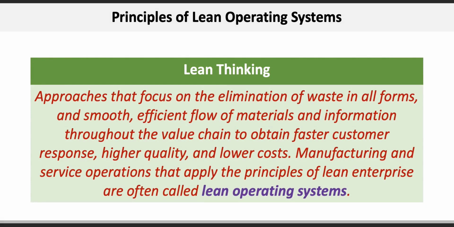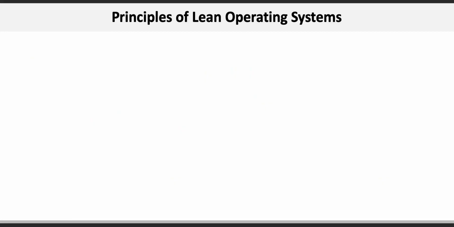Lean thinking refers to approaches that focus on the elimination of waste in all forms and smooth, efficient flow of materials and information throughout the value chain to obtain faster customer response, higher quality, and lower costs. Manufacturing and service operations that apply the principles of lean enterprise are often called lean operating systems. There are four key principles of lean operating systems.